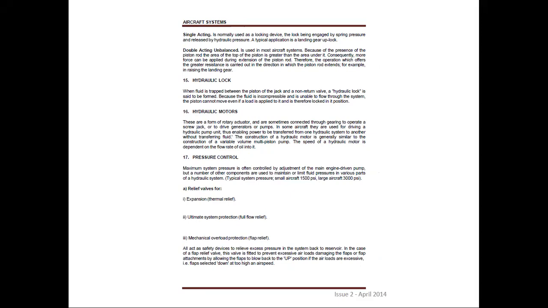The construction of a hydraulic motor is generally similar to the construction of a variable volume multi-piston pump. The speed of a hydraulic motor is dependent on the flow rate of oil into it.